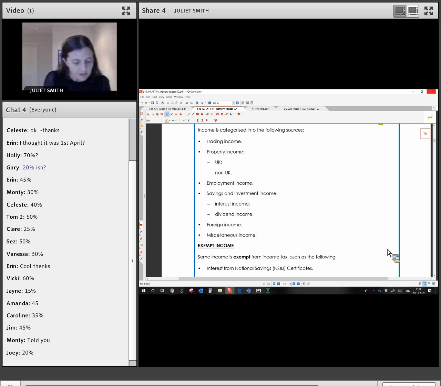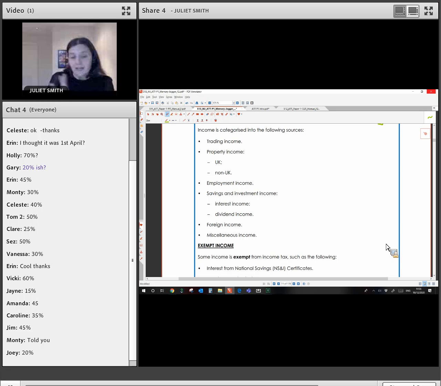The different categories of income that we'll see flowing through into our income tax computation: we've got trading income. For anybody who runs their own business as a sole trader or a partner in a partnership, they will generate trading income that needs to be subject to income tax. If you own a property, whether it's in the UK or overseas, and you rent it out, that will generate property income. And we'll need to know what profit from that property needs to go into your income tax computation and be taxed. For many of us, our main source of income is through employment. That's going to be subject to income tax.